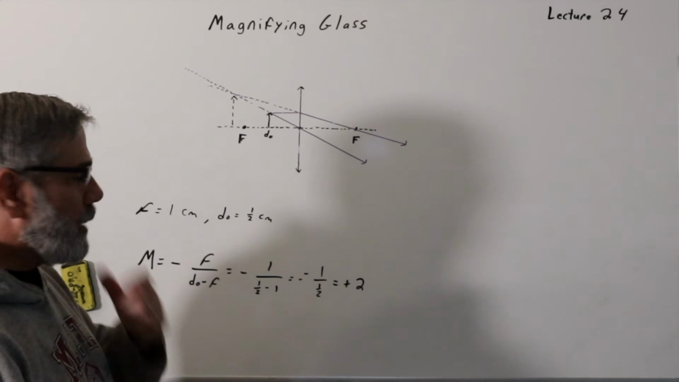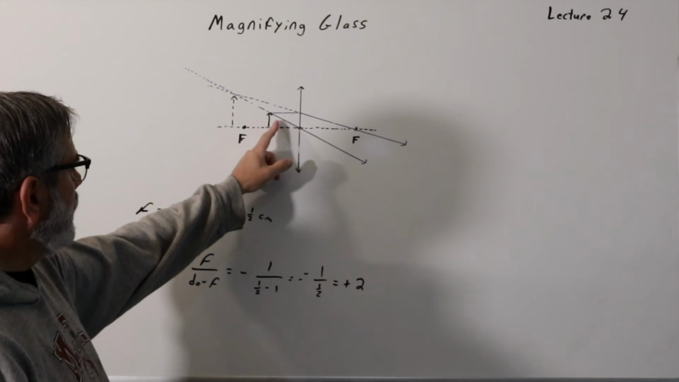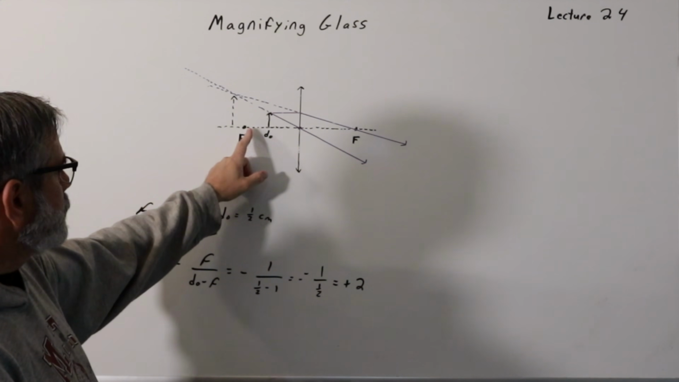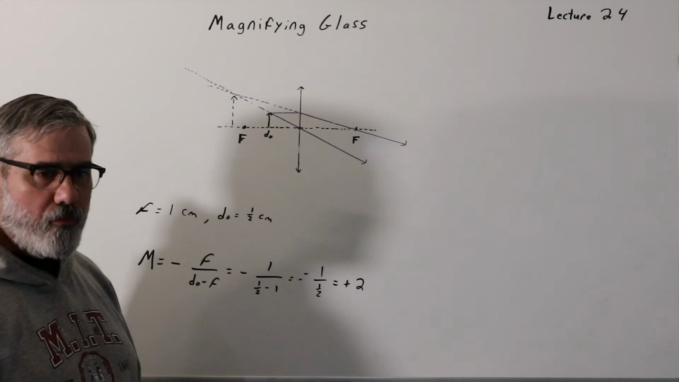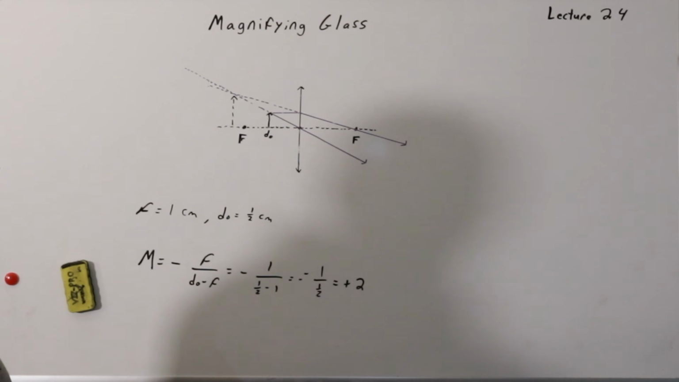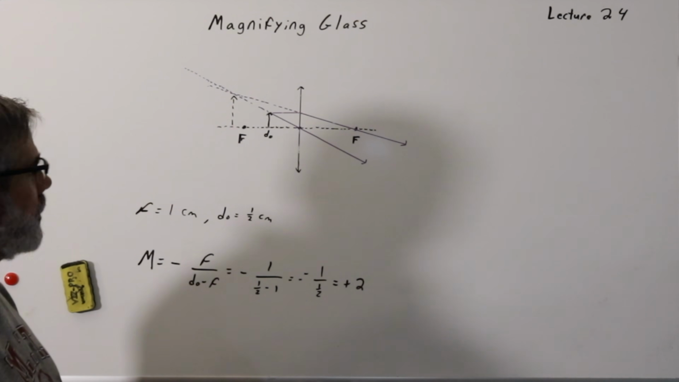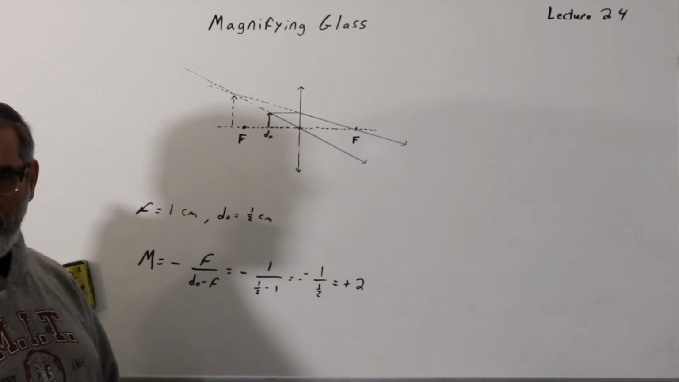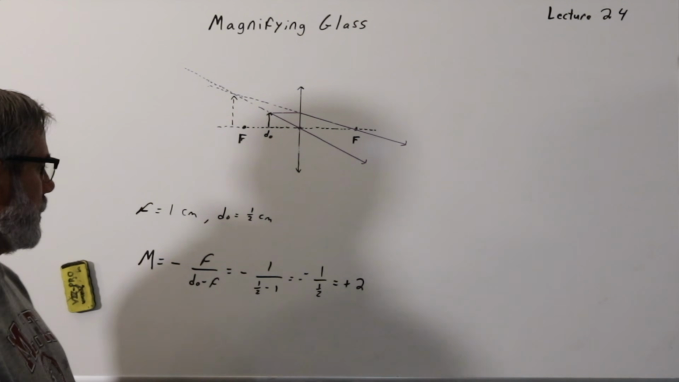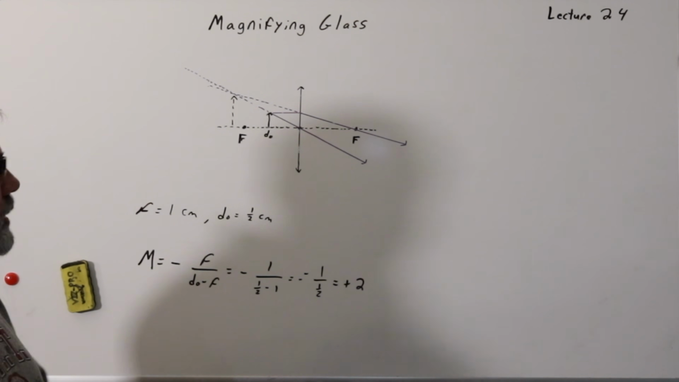What do you think would happen if we move the object closer to the focus? What if instead of 1/2 centimeter, we did 3/4 of a centimeter? What do you think is going to happen with the image? Anybody? Well, we can either draw a picture or we can plug in some numbers, right?